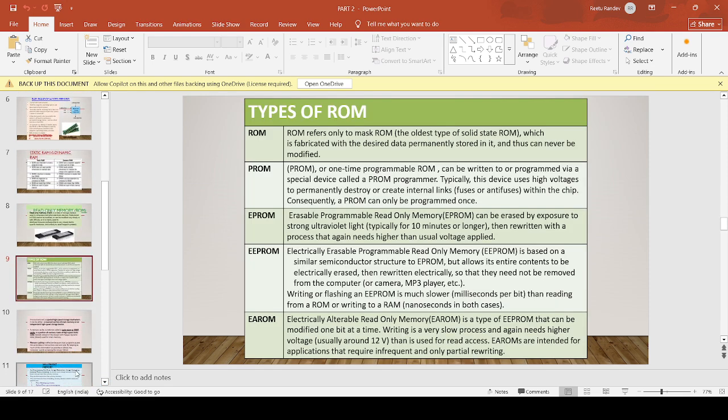There are different types of ROM. Read-only memory, programmable read-only memory, erasable programmable read-only memory, where the data can be erased. Electrically erasable is where by the use of electric means we can remove the data, right? Writing or flashing an EPROM is much slower than from a ROM.